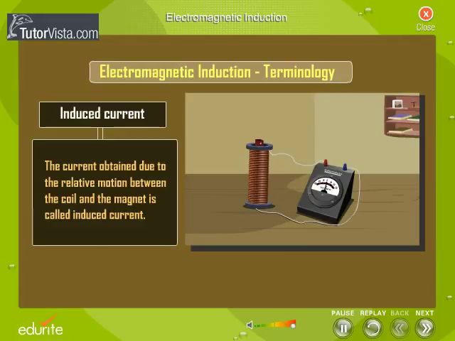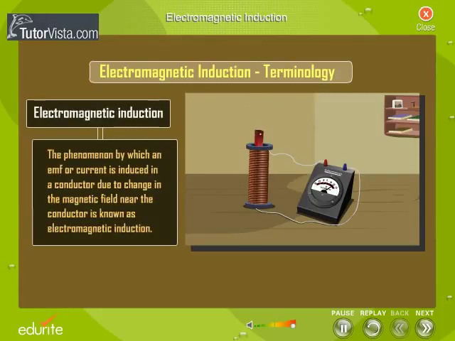The current obtained due to the relative motion between the coil and the magnet is called induced current. The phenomenon by which an EMF or current is induced in a conductor due to a change in the magnetic field near the conductor is known as electromagnetic induction.